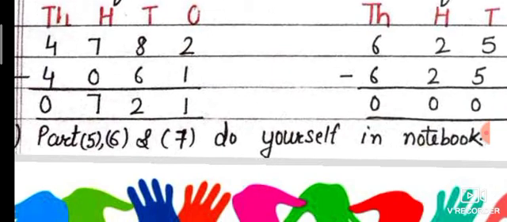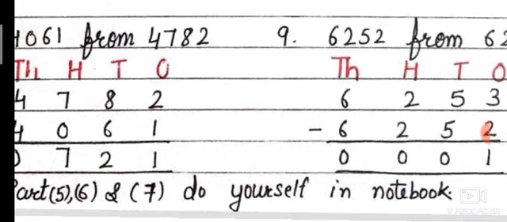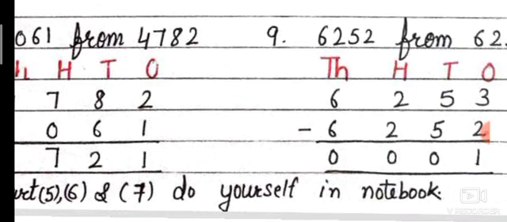These parts you have to try yourself. Part 5, 6 and 7 do yourself in notebook. Okay, don't leave these parts. Don't leave. Complete homework you have to do. Some questions are homework. Some questions you have to try. We are giving to try. You have to do yourself. Okay. So complete all parts. Don't leave any of the part. Total 9 parts are there. So you have to complete all 9 parts in your notebook.